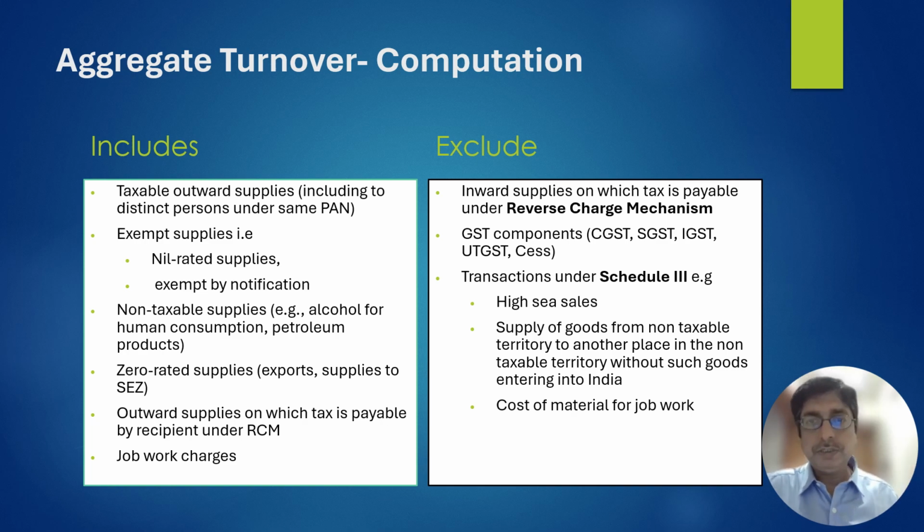What are those transactions? High seas sales. Then suppose I purchased the material from Singapore and exported it to Dubai, but that material didn't come into India, and the bill of entry for home consumption is not filed. Those transactions are not to be considered while computing the aggregate turnover. And the cost of material in case of job work. In accounting also, we are not adding that in the turnover, but only the job work charges need to be considered in the aggregate turnover, not the cost of the material itself.